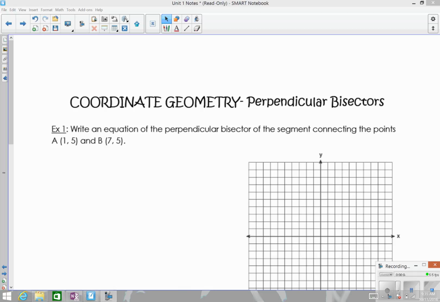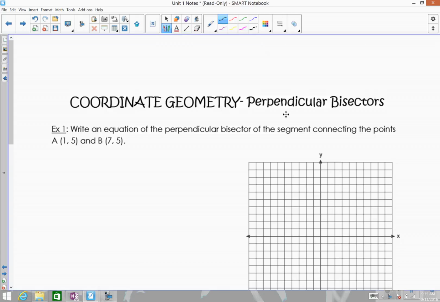In this lesson, we're going to talk about how to find perpendicular bisectors in the coordinate plane. So the first thing I want to do is just remind you, when we're looking for an equation of a line, which in this case will be a perpendicular bisector, there are some different rules for the formula. So let's talk about some different scenarios.